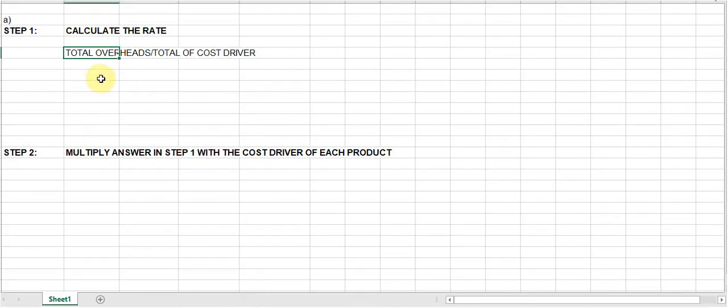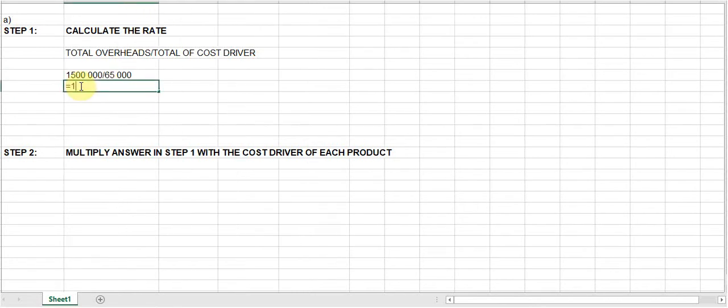So I'm going to take 1.5 million and divide it by 65,000 direct labor hours. When I do that calculation, the answer that Excel gets to is 23 Rand and 8 cents. I had some inquiries. If I give you a test to be written, which is online or on Vutela, then I prefer to give you calculations that work out exactly. Otherwise, there might be big variances in terms of rounding.